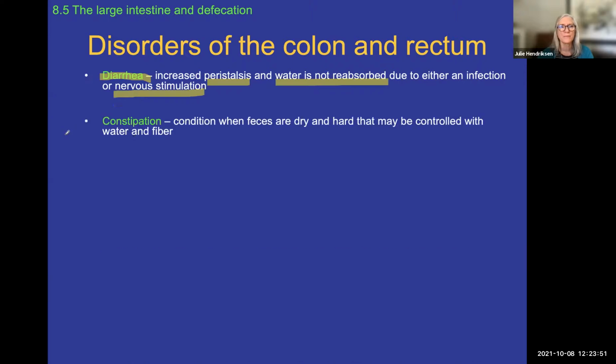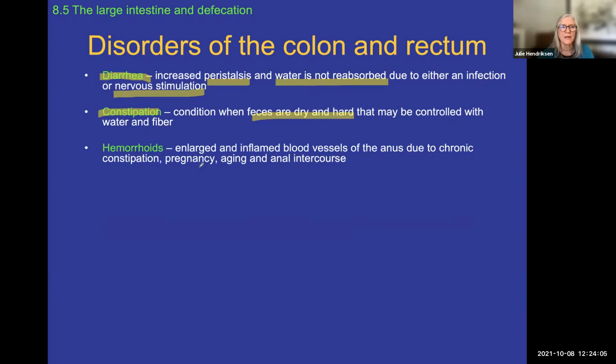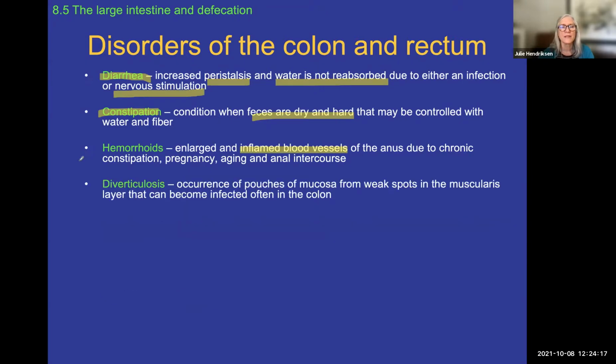Could be an infection that's triggered diarrhea, could be nervous stimulation that's increasing the contractions, and thus the water not being absorbed. With constipation, of course, the opposite, in which case the feces are not loose, but dry and hard. And that can be controlled by increasing your water intake and your fiber intake. Hemorrhoids are inflamed vessels, called hemorrhoidal veins. When those are inflamed and swollen, that's known as hemorrhoids.